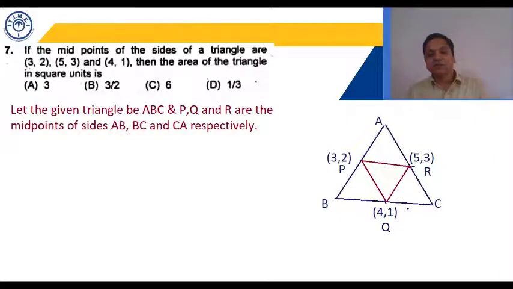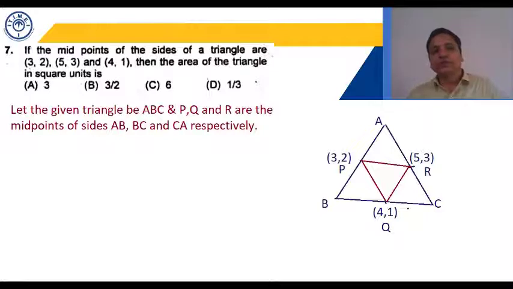Now one method is to assume the coordinates of the points A, B and C as x1, y1, x2, y2 and x3, y3, and apply the midpoint formula. That's indirectly a section formula with ratio 1:1. Then find the coordinates of A, B and C, and then use any of the formulas written before and find the area of the triangle. If the value is positive, that's your answer. If the value is coming negative, make it positive because area is always positive. That's one approach.